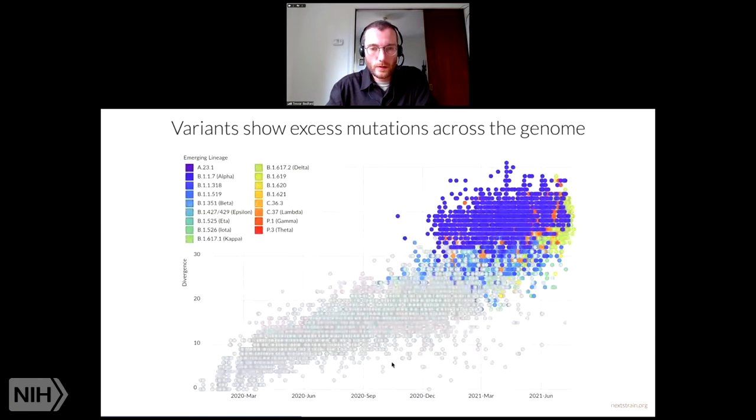Generally, one way that we look at these things, as we were just doing before, is to look at time on the X and the divergence on the Y, just the number of nucleotide differences. We can see that viruses that are circulating today basically have about 40 mutations different in the entire genome compared to the original viruses in Wuhan. You can see that in this time period where there's co-circulation of the variant of concern viruses with the non-variant viruses, the variant of concern viruses will have generally additional mutations compared to non-variant viruses.